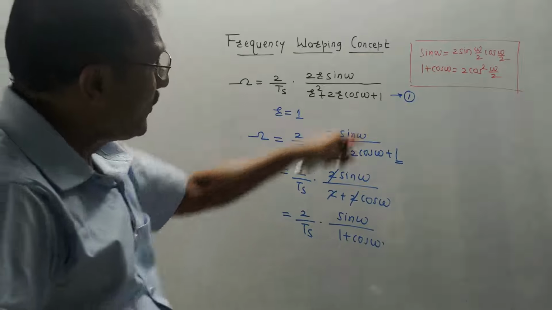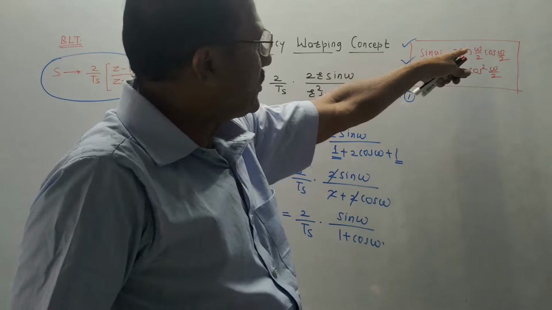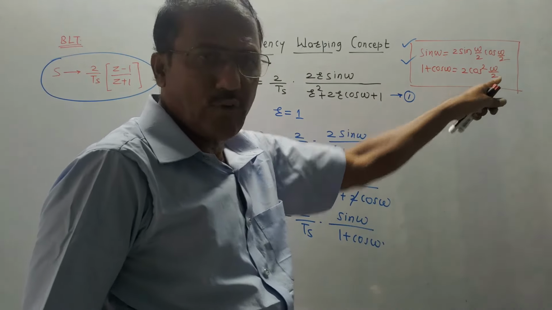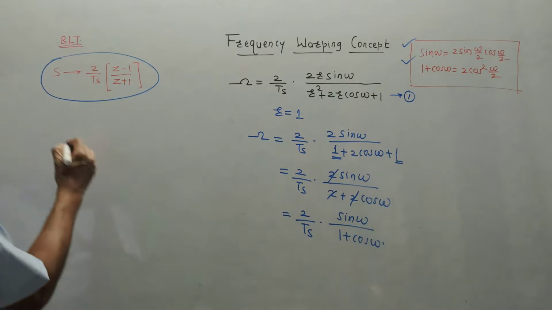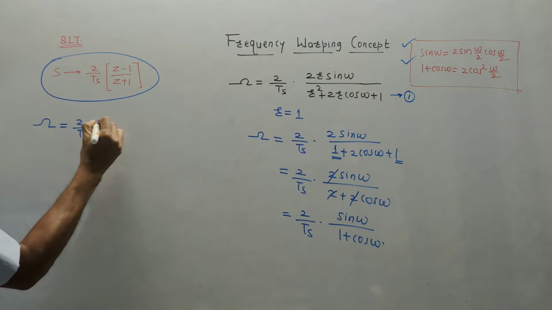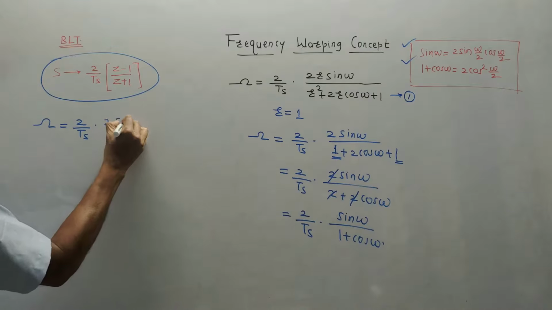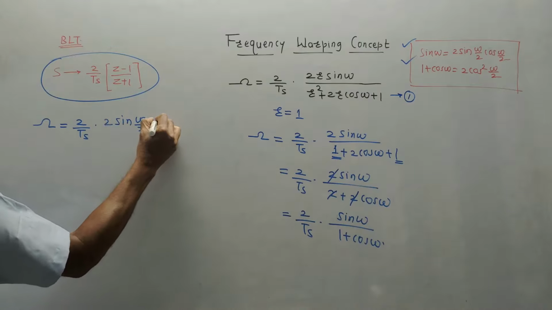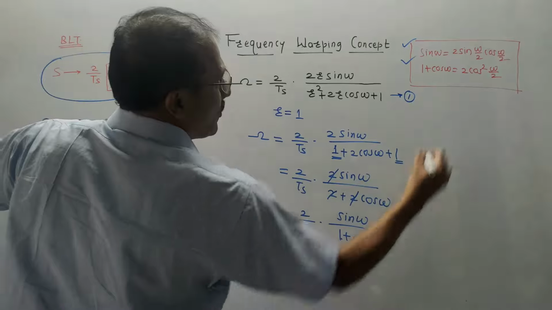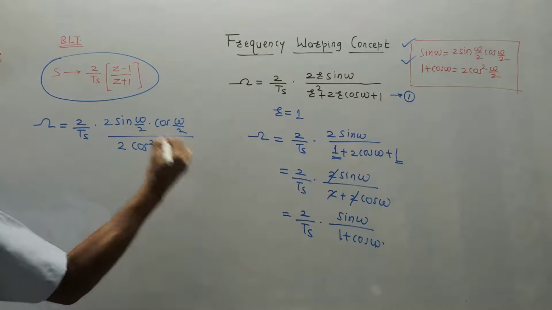Now for this term, we need to use the trigonometric identities which I have already written. Sine omega is 2 sine omega by 2 into cos omega by 2, and 1 plus cos omega is 2 cos square omega by 2. So let us make use of this identity. It can be written as ohm is equals to 2 by Ts into, in place of sine omega I am putting 2 sine omega by 2 into cos omega by 2, upon 1 plus cos omega, which is 2 cos square omega by 2.